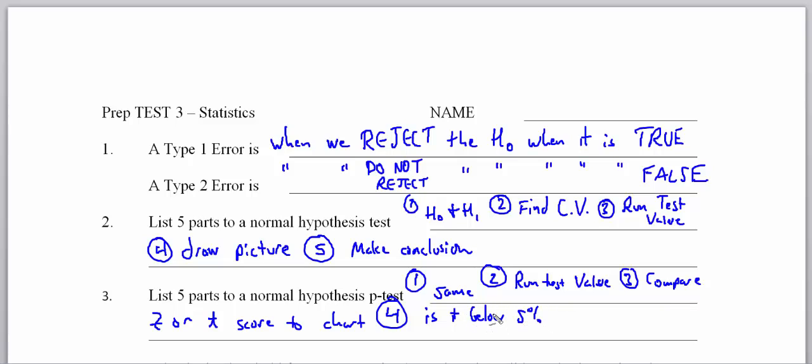Since we have an alpha fixed at 5% for almost all of these problems that we did with p-tests, we had to see, is my data in that upper 5% if you're doing a right tail, or the lower 5% if you're doing the left tail? And then, double your percentage when you do two tail. And then number 5 is going to be to make your conclusion.